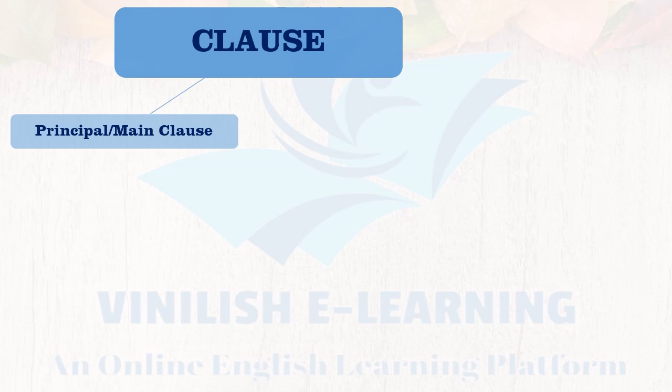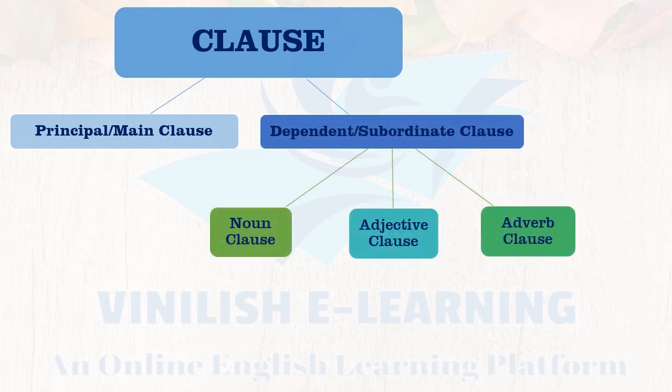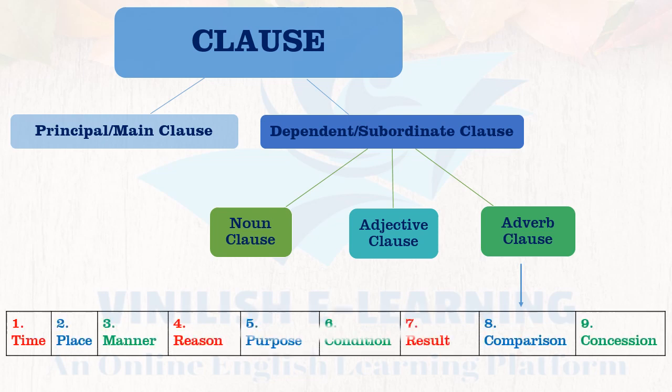Clauses can be classified as number 1, principal clause or main clause, and number 2, dependent or subordinate clause. Again, a dependent or subordinate clause can be classified as noun clause, adjective clause and adverb clause. Now, an adverb clause is used to indicate time, place, manner, reason, purpose, condition, result, comparison and concession.